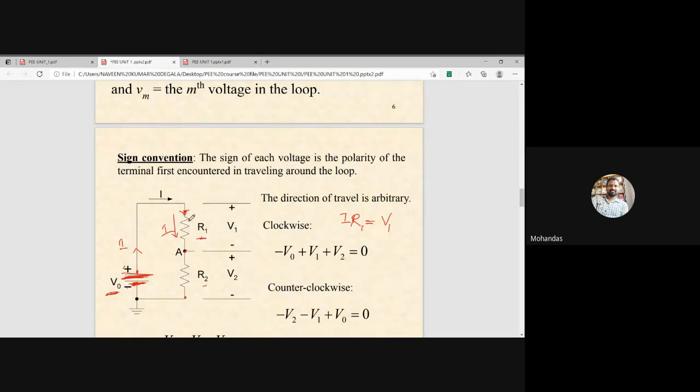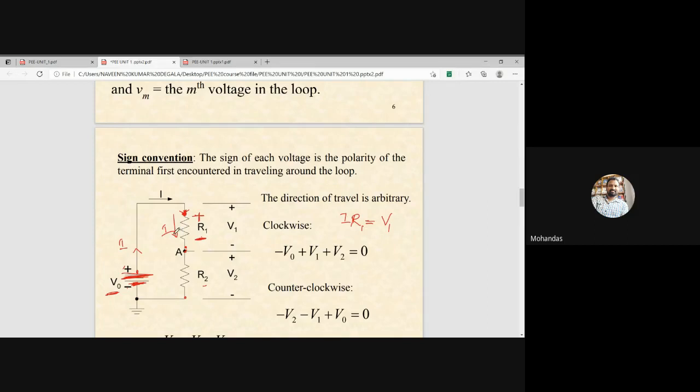As it is a passive element, the polarities should start from plus. The current is entering at this terminal, so we can write plus. At this terminal, the current is leaving, so we can write minus. So for the voltage polarities of R1, we can write plus and minus.